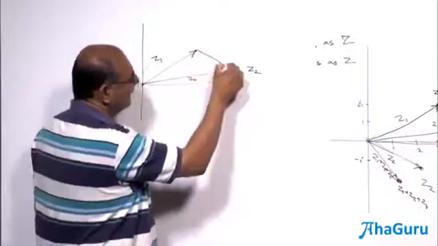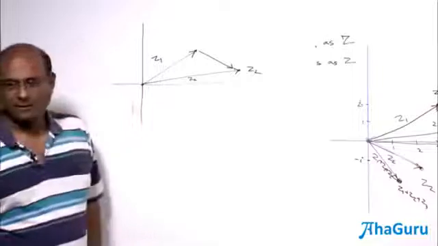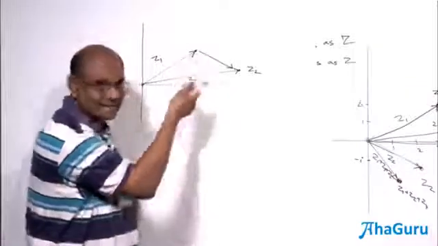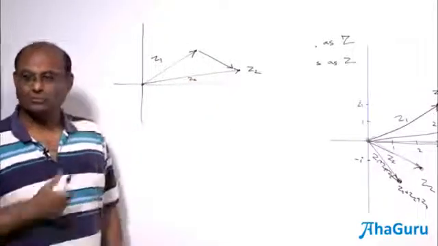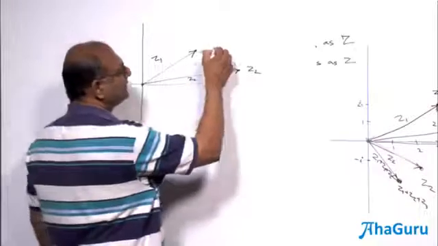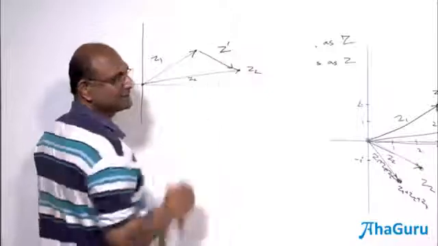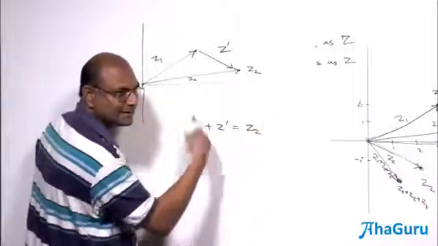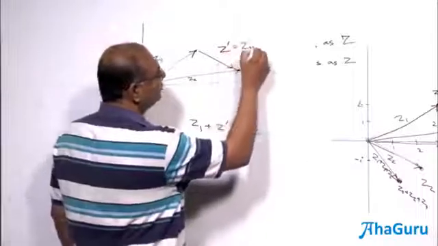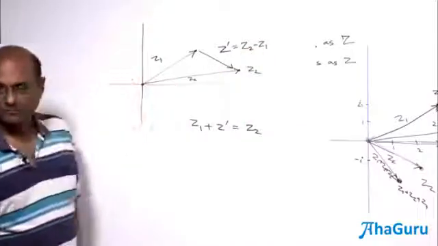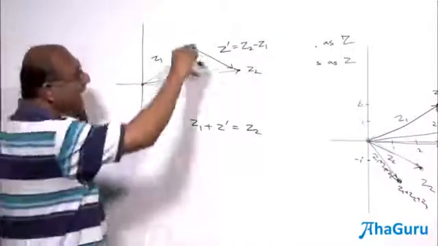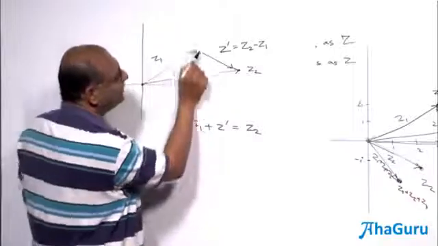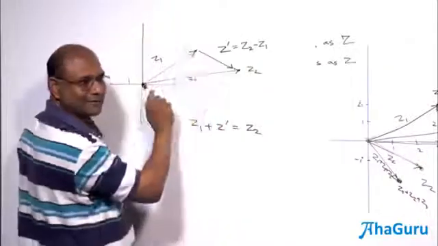Now, what about this arrow? Let us think. Z1 plus something must be equal to Z2. So what is this? Suppose I call this Z dash. Then I know Z1 plus Z dash is Z2. So what is Z dash? Z2 minus Z1. So this is Z2 minus Z1. Do you understand? Now this arrow is Z2 minus Z1. But it's easy to see Z1 plus Z2 minus Z1: Z1, Z1 cancels. So you're left with Z2.